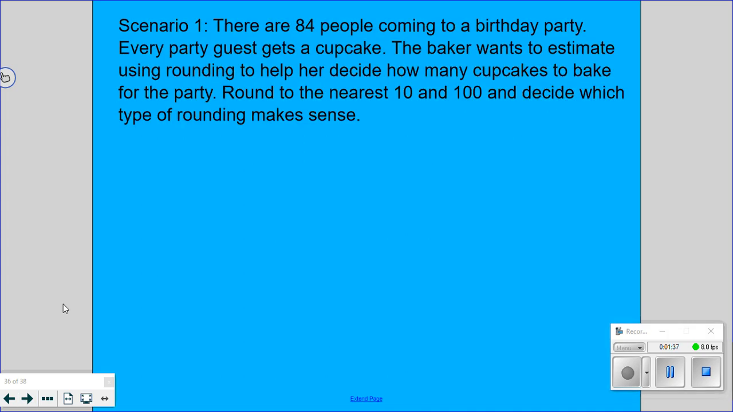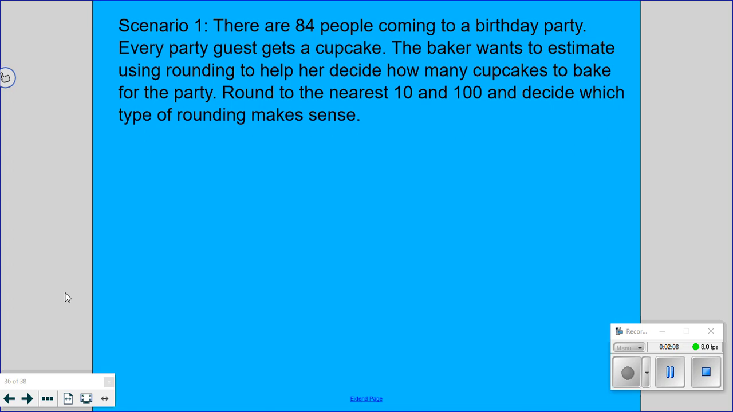All right. So you were tackling this first scenario with your partner. It said there are 84 people coming to a birthday party. That is a lot of people. Yeah. Every party guest gets a cupcake. The baker wants to estimate using rounding to help her decide how many cupcakes to bake for the party. Round to the nearest 10 and 100 to decide what type of rounding makes sense.